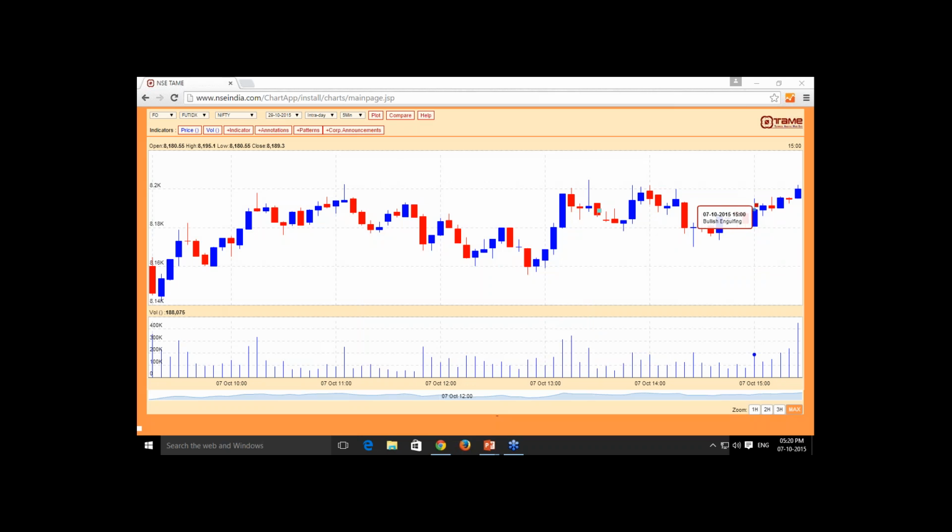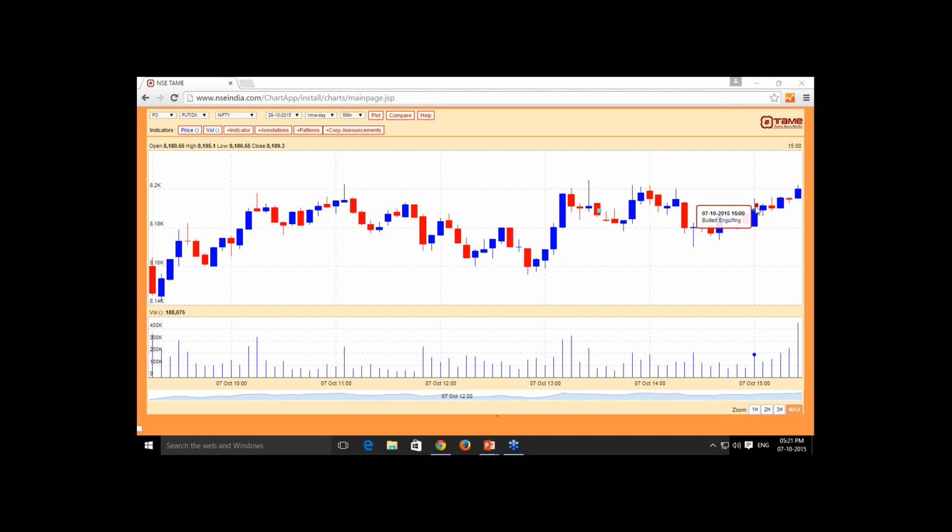Here, a bullish engulfing pattern has formed. Not necessarily that the previous candle is this one, this is the current candle. You can see they can put a flag here: bearish engulfing pattern, bullish engulfing pattern. So they will give you the patterns.